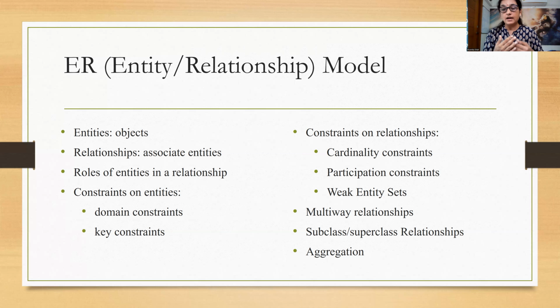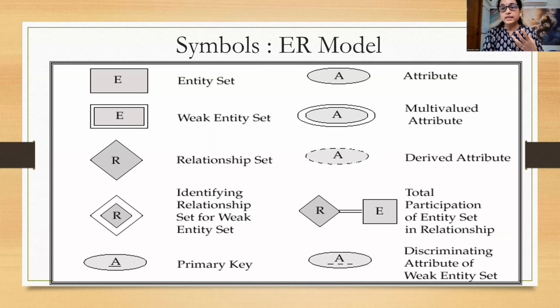So there are domain constraints, there are key constraints, there might be cardinality constraints, there might be constraints on the relationship. We explain all of these things about the entity relationship model, and we show them the symbols used for the entity relationship model. How are the entity sets denoted? How is the attribute represented? What is a derived attribute? What do we mean by a weak entity set? How are multi-valued attributes denoted? How is the primary key denoted?